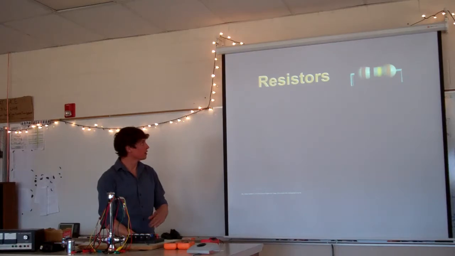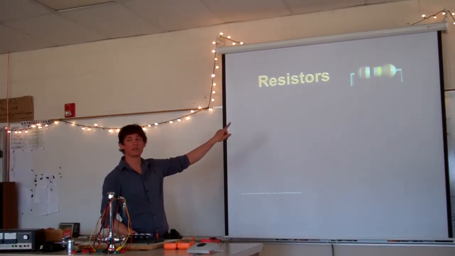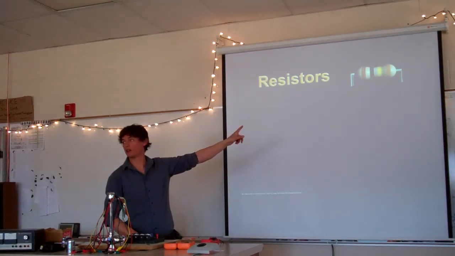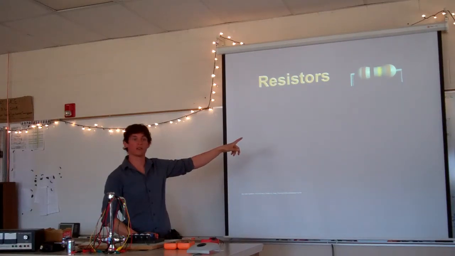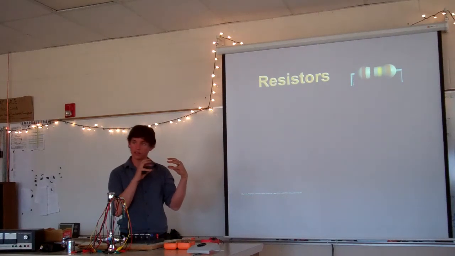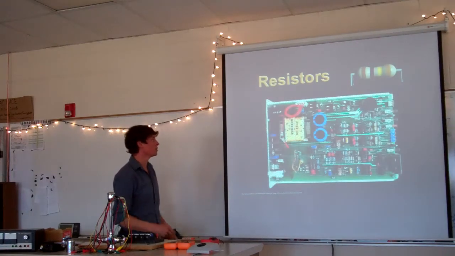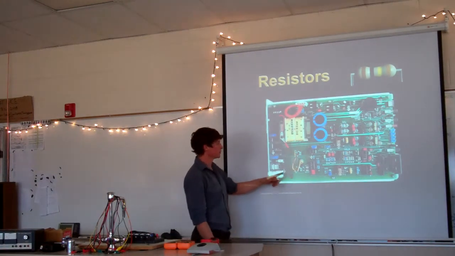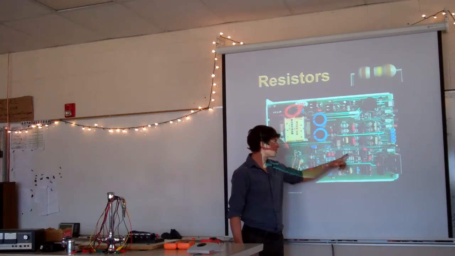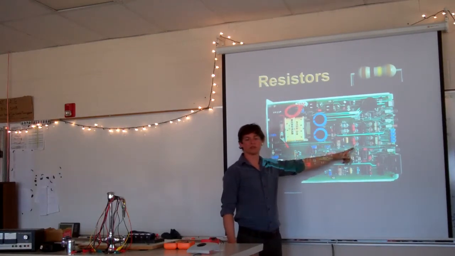Resistors. These are the main resistors that you'll find in electronics. They're these little cylinders that look like that, and they're really, really small. So here's a circuit board. You see all these little resistors? Those are all resistors? Yep.